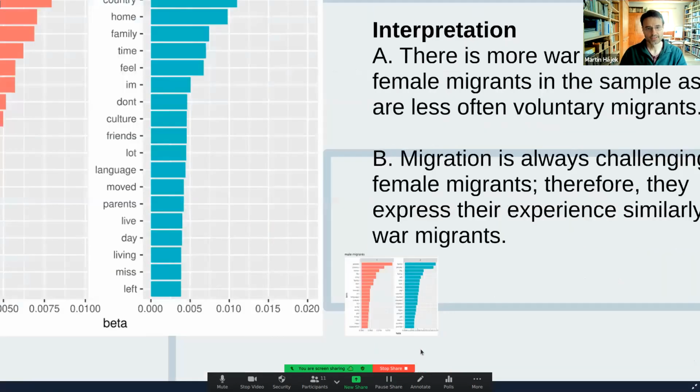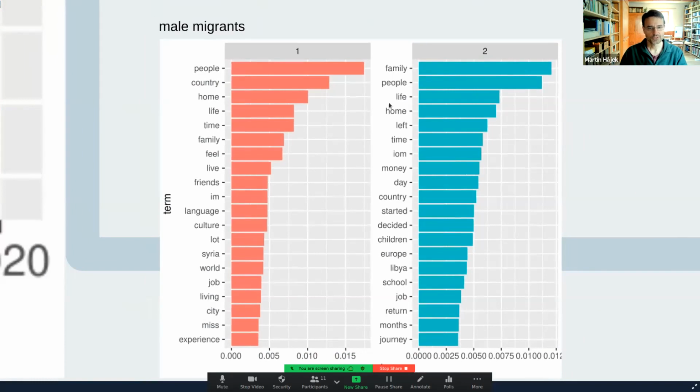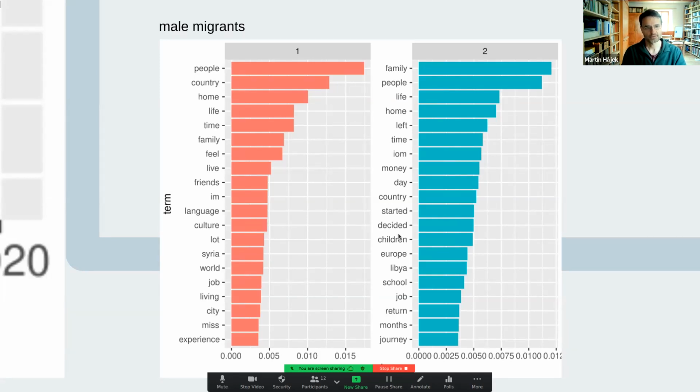And just for comparison, there is the situation for male migrants, and they have a mixed topic. You can see that there is Syria in one topic, Libya in the second topic. There are language, culture, which is typical for the general migrant experience, in one, but there is IOM for the second. So it's not as clear as for women, or I could not generate a hypothesis for the male migrants' topic analysis.